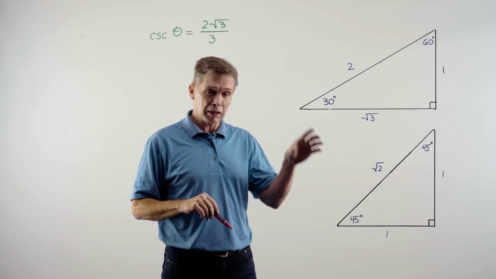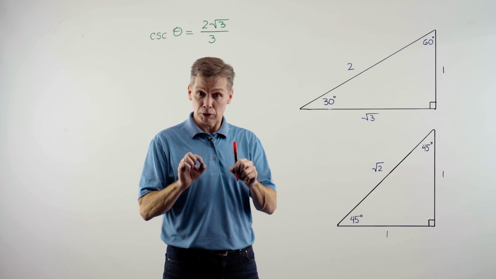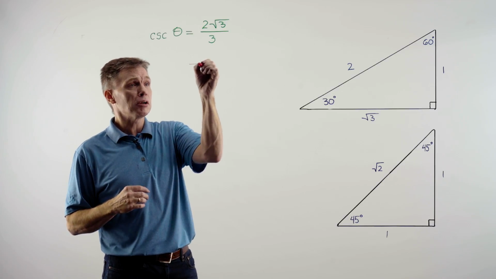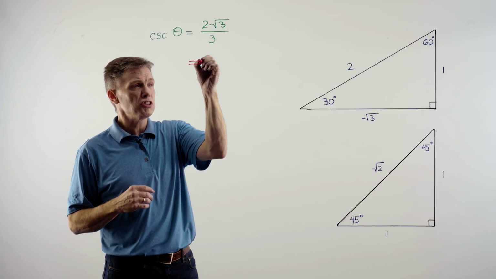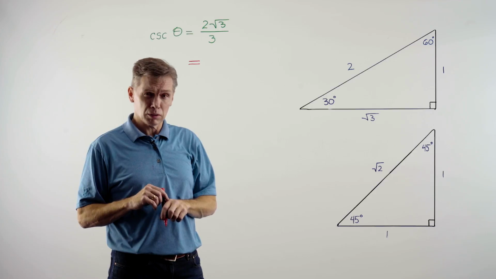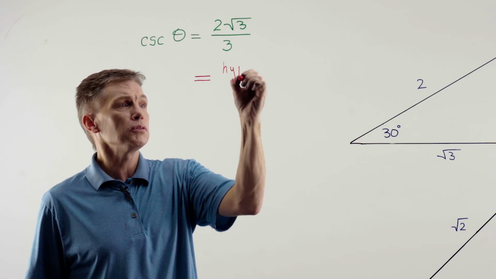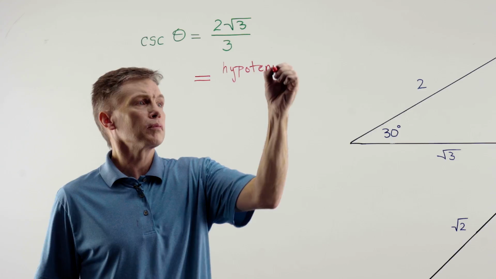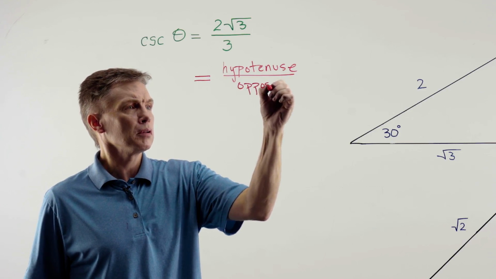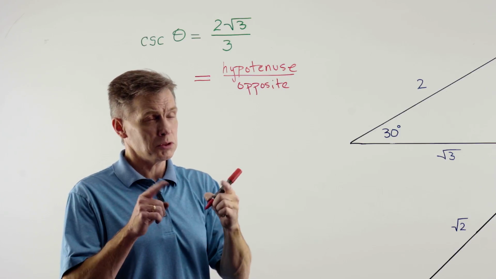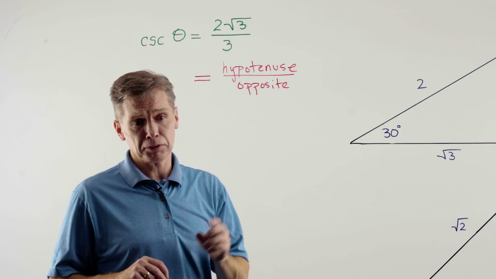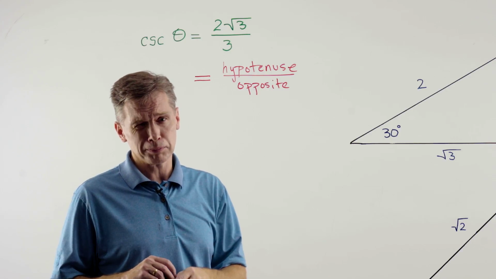This is how I would get my answer for theta. Let's look at cosecant of theta in general. In general, think about your adjacents, your opposites, your hypotenuses. What is cosecant in terms of those? The hypotenuse over the opposite. Let's start with that piece of information, which you should know. Any of your six trig functions you can express as adjacents, opposites, and hypotenuses, okay?